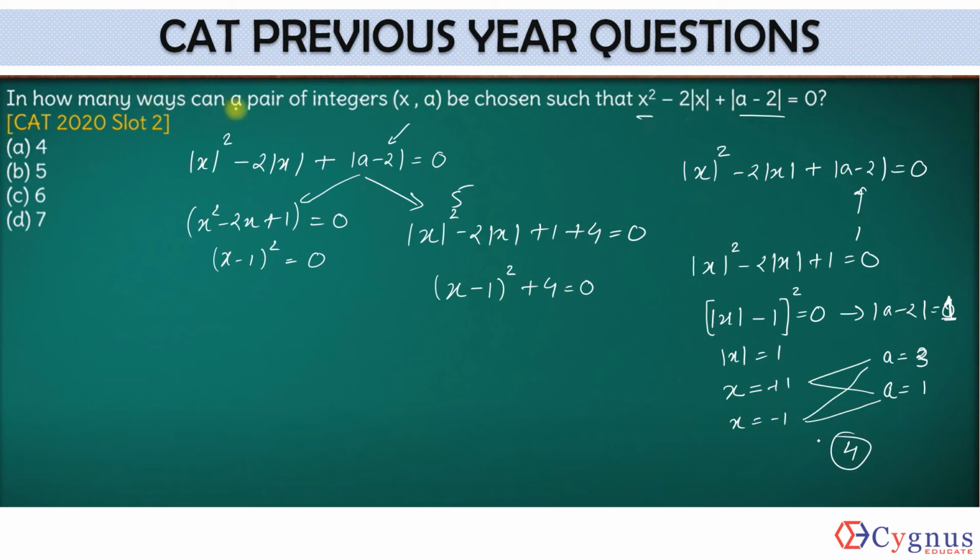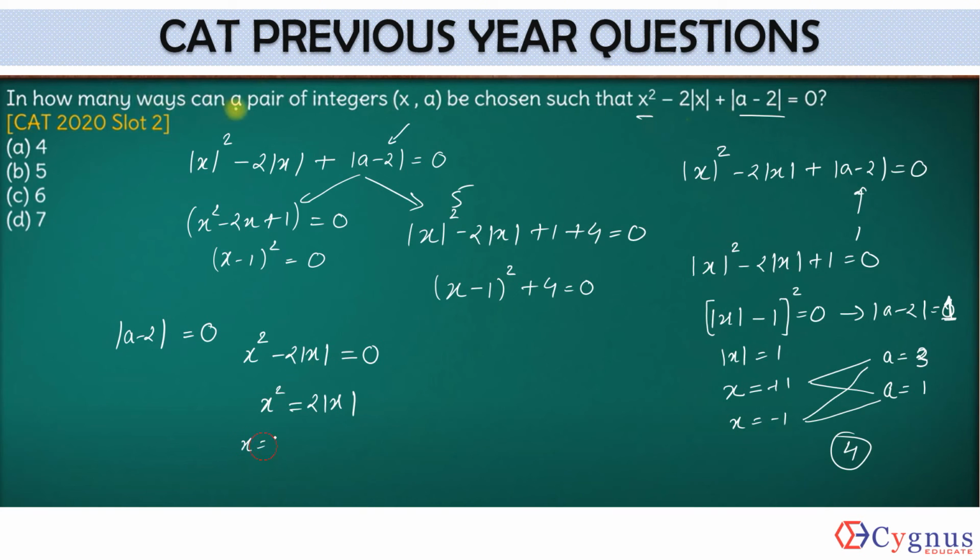Is there any other case which will make this expression equal to 0? Yes or no? Let's assume that mod of a minus 2 is equal to 0. If it's equal to 0, what do we get? x square minus twice of mod x will be equal to 0. That means x square is equal to twice of mod x. How many values we are going to get here? Let's see. x square is equal to twice of mod x.